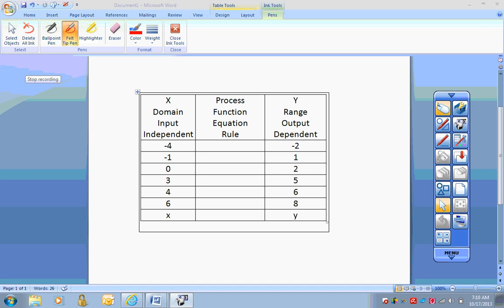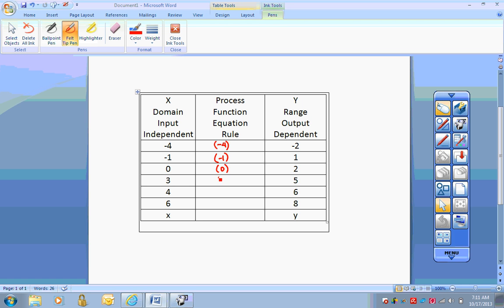Okay, so for this particular problem, I'm going to teach you now how to find the process or the function rule given a set of tables. Okay, so the first step to the process is this. I'm going to go ahead and write down every x value that I see right here in the middle.